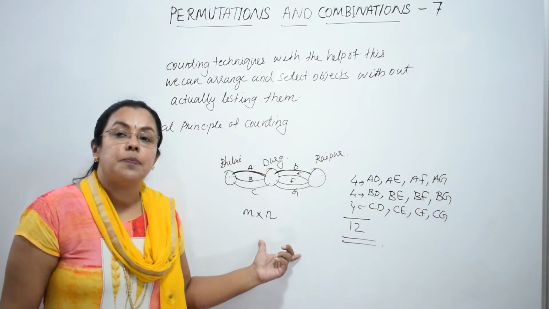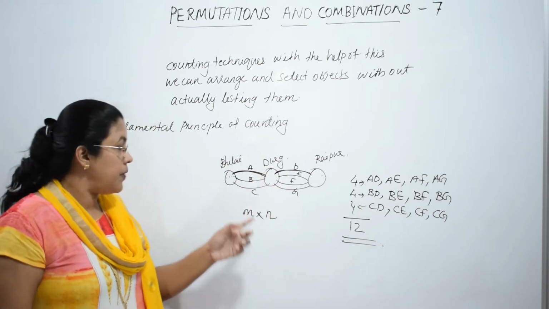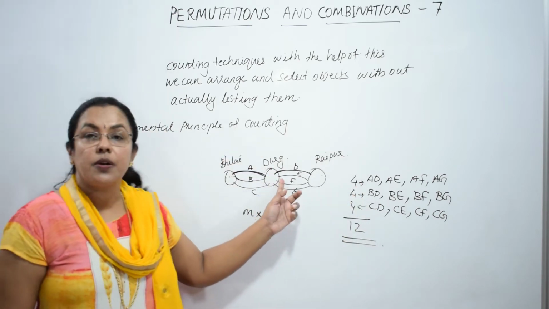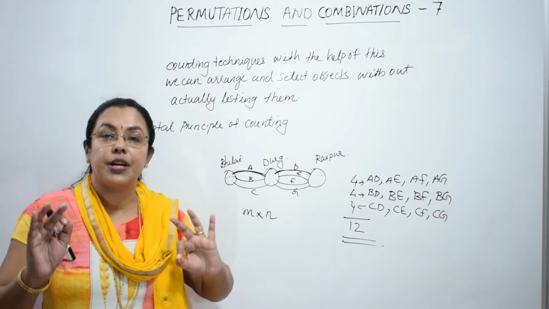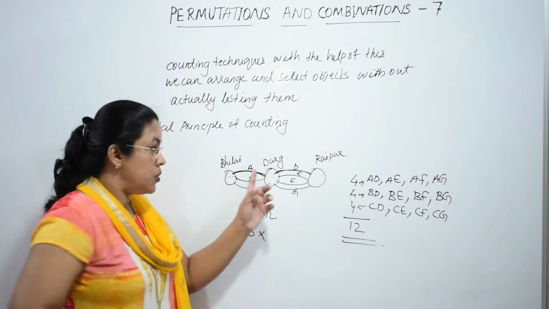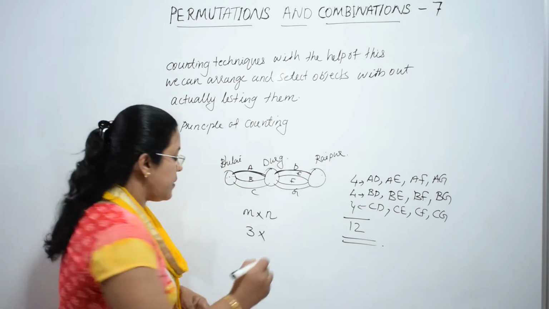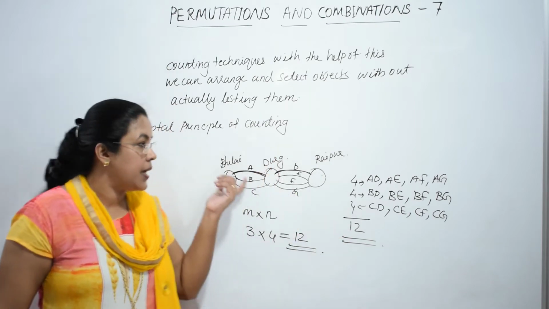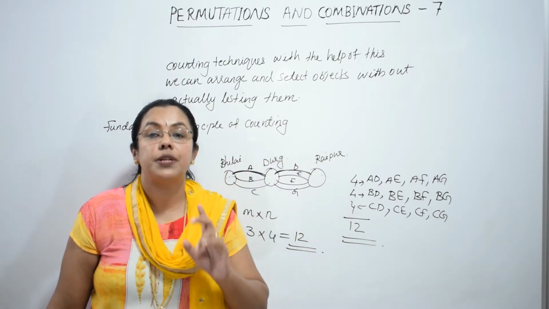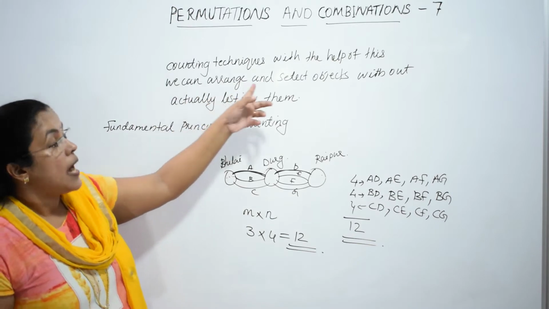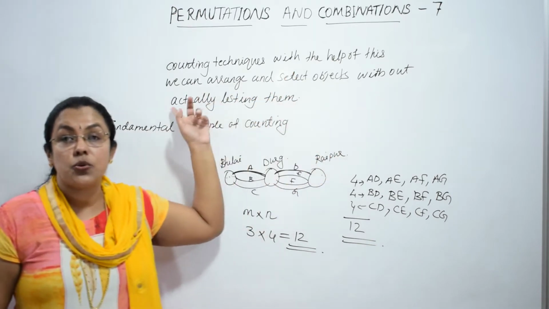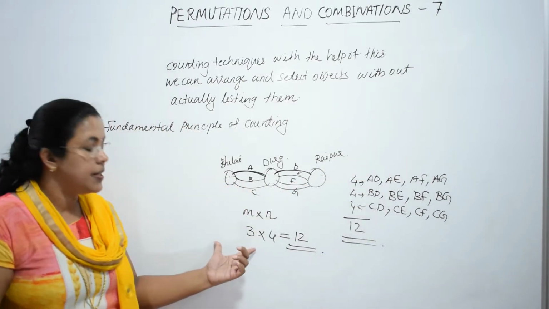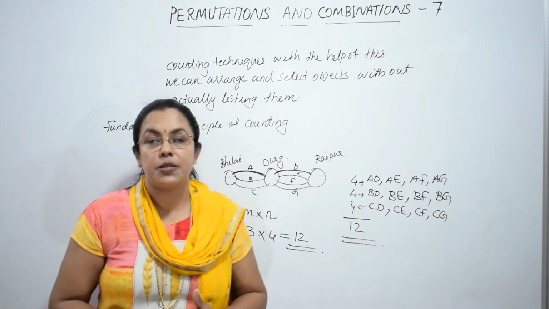Now using this principle, we can write the total ways of traveling from Bhilai to Raipur too. We can travel from Bhilai to Durg in 3 different ways and Durg to Raipur in 4 different ways. Altogether 3 into 4 is equal to 12 ways we can travel from Bhilai to Raipur. That means we can count without actually listing them. We can write the answer directly with the help of the fundamental principle of counting.